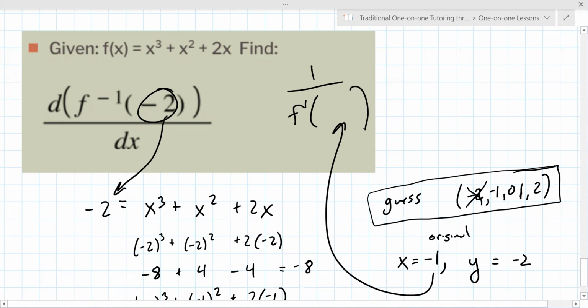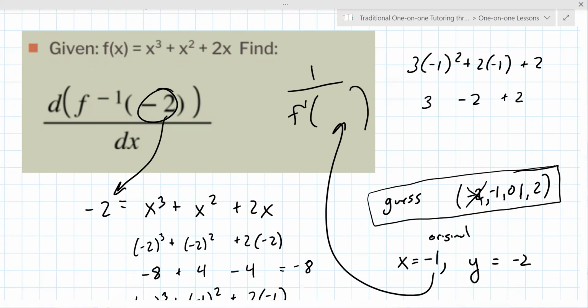Oh, so then it's 3 times -1 squared plus 2 times -1 plus 2. So then that's 3. Yes. So this one just wants the derivative. So the final answer is 3. If it wanted the equation of the tangent line, you could do that. Okay. So it's like guess and check. A little bit.